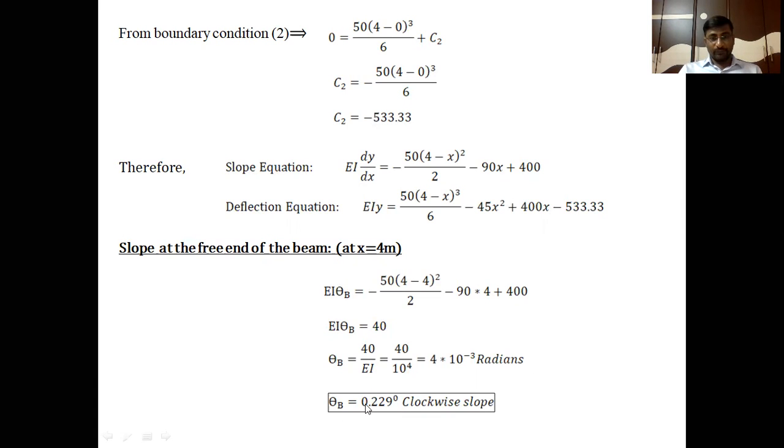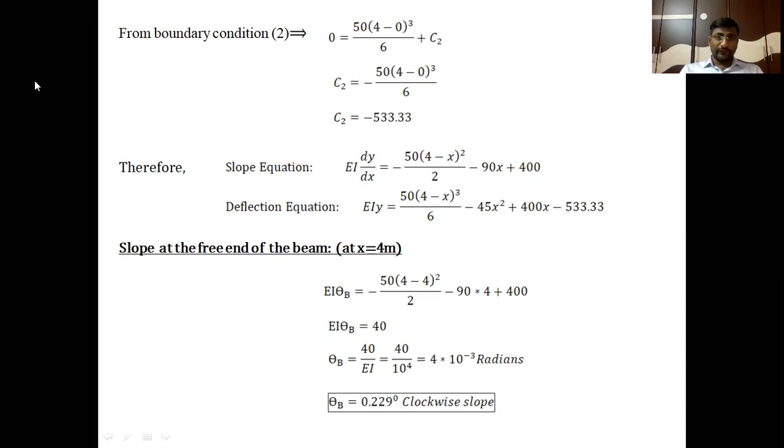Theta b equal to 0.229 degrees. It is a clockwise slope. Why? Because we are getting a positive value, and the positive slope is clockwise slope. If you draw the tangent at the free end, it makes an angle with the initial position in the clockwise direction. That's why it is positive slope, 0.229 degrees. Clear, students? Did you understand how to convert?